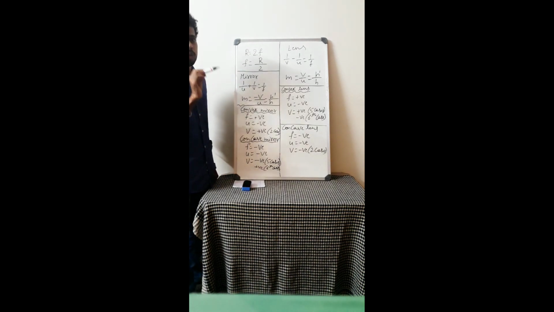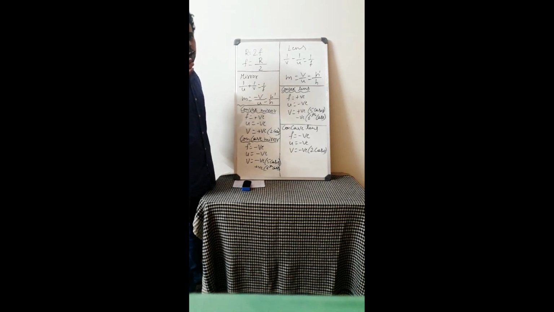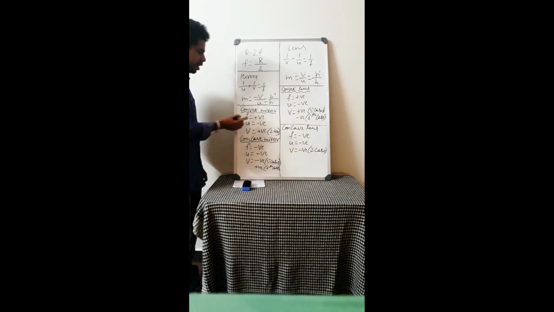All the distances should be measured from the pole or optical center. If the distance is measured in the direction of the light, then it is taken as positive. If it is in the opposite direction, then it is taken as negative. All those points you have to keep in mind. Then you can write this.